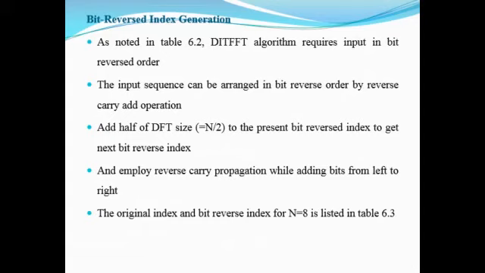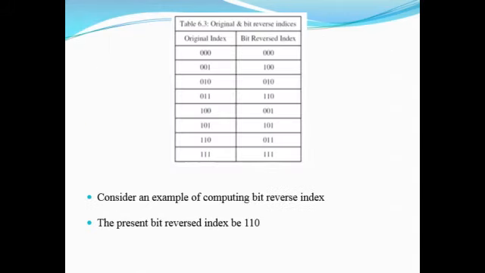So add half of the DFT size to the present bit reversed index to get the next bit reversed index, and employ reverse carry propagation. Whatever carry we get, we transfer it from MSB to LSB, not from LSB to MSB. That is, the carry is taken from left to right, not from right to left. So the original index and the bit reversed index for N equal to 8 are listed. This is the original index, this is the bit reverse index. For 0 it is the same, for 1 it is 4.